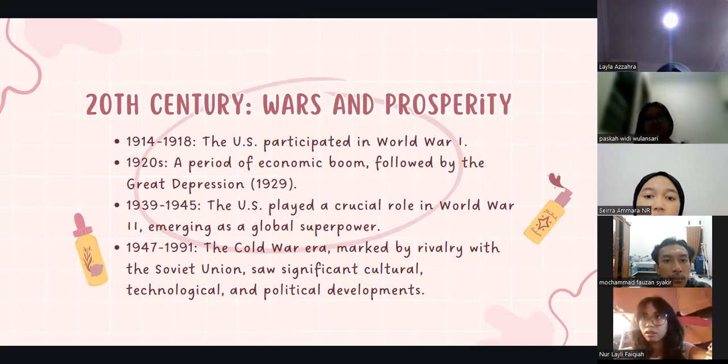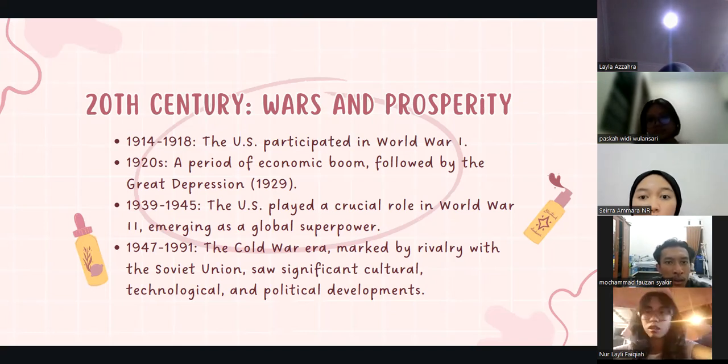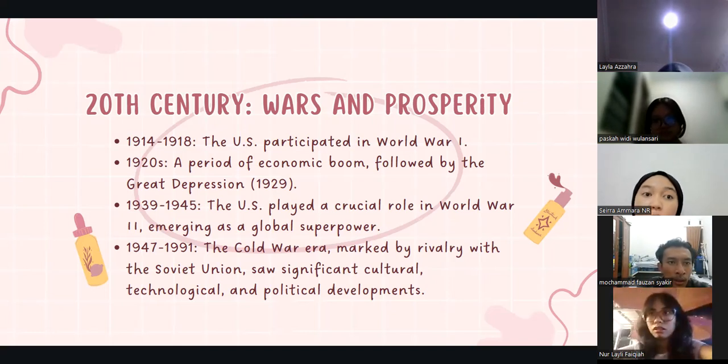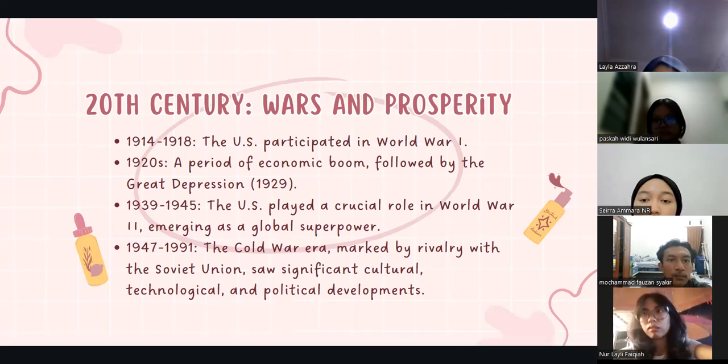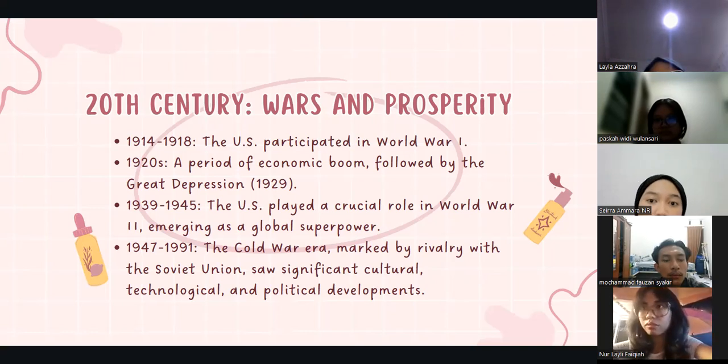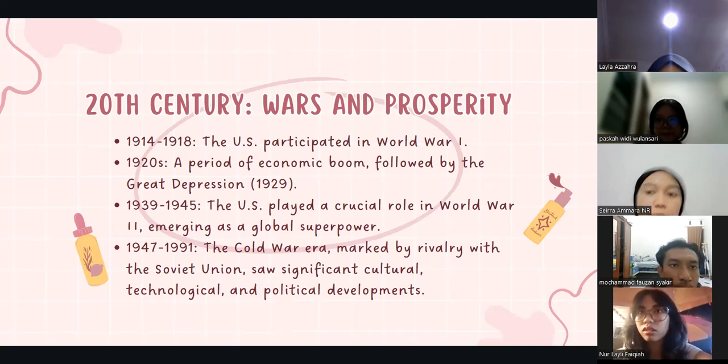And from 1947 until 1991, the Cold War era. After World War II, there was a period called the Cold War. It was a time of tension and rivalry between the United States and the Soviet Union, a communist country. Even though there was no direct fighting between them, there was a lot of competition in politics, technology, and culture. This era saw many important developments and changes in the world.